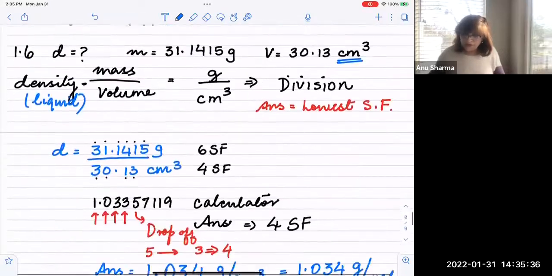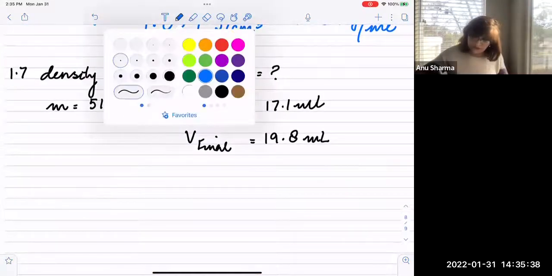So the final volume is always going to be bigger. So what is, first of all, the difference?